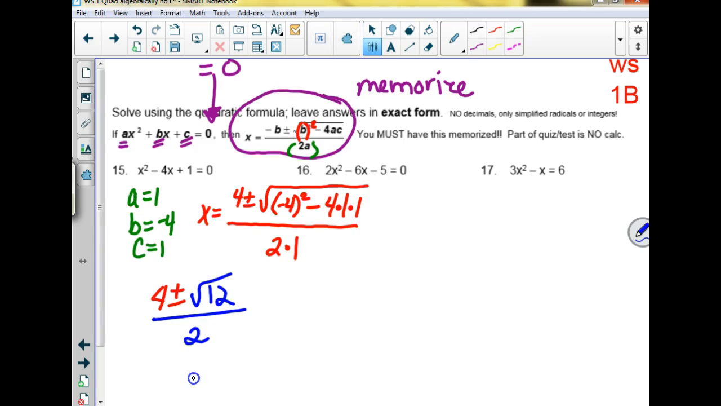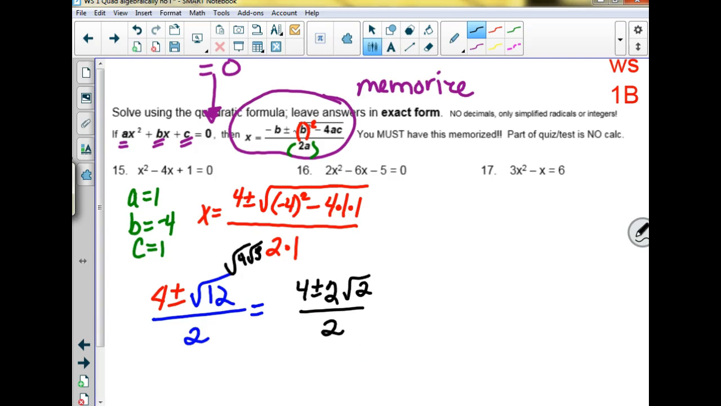Remember we said we're going to have to simplify radicals. So this breaks down as a perfect square has to be one of them. Okay, I can't use 2 and 6 because neither one of those are perfect squares. If I make it square root of 4 times square root of 3, the square root of 4 is exactly 2. So I have 4 plus or minus 2 square roots of 3 all over 2.